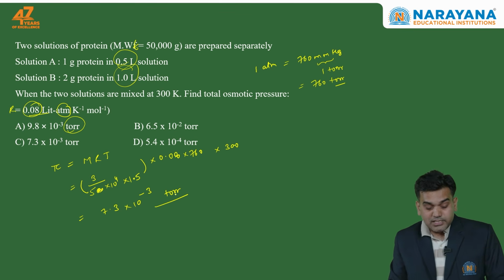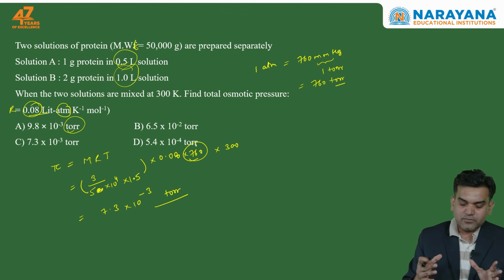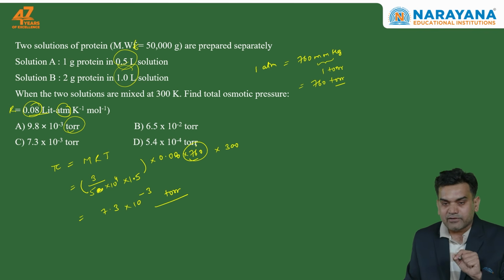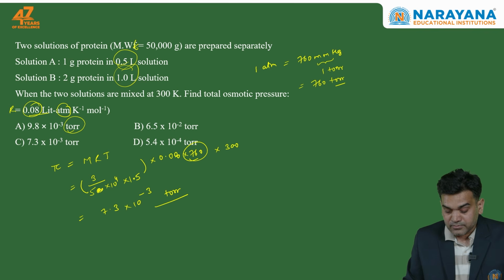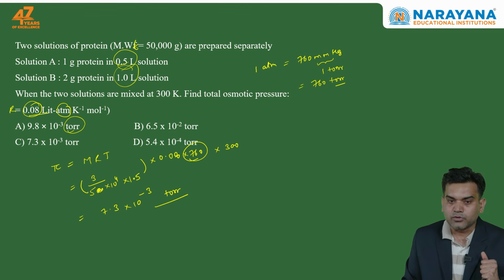So one thing you can see, if you don't use this value 760, if you multiply this later, why have I done this earlier also? Because if I do not multiply 760 over here, you will find this value is approximately equal to 98 or 9.8, and this option is also given.